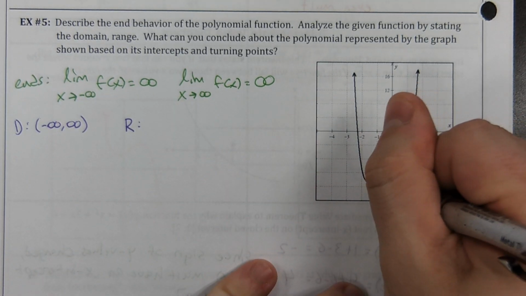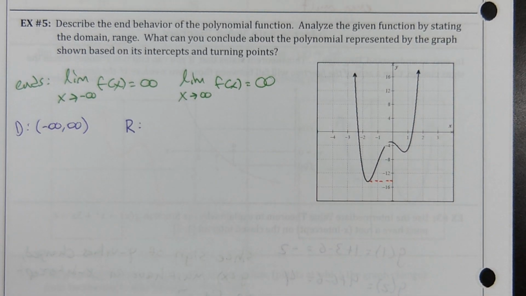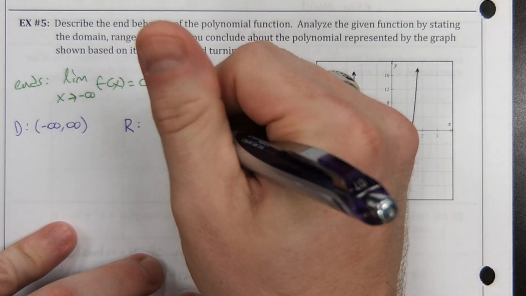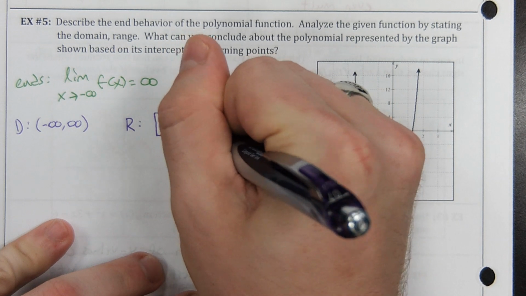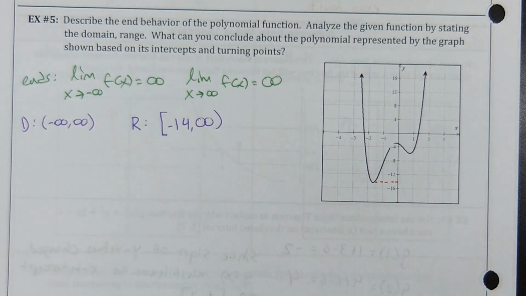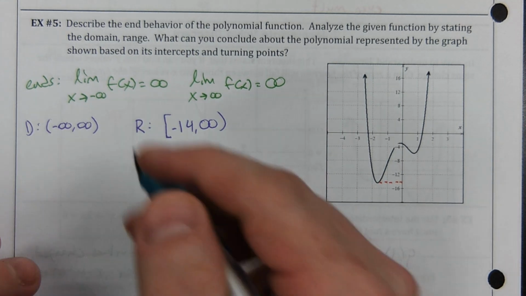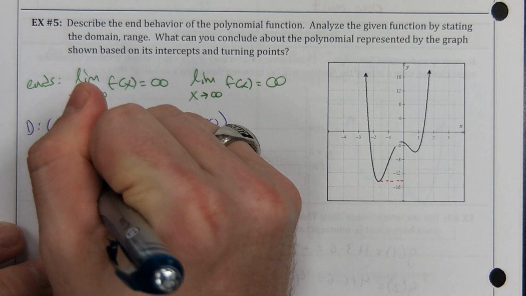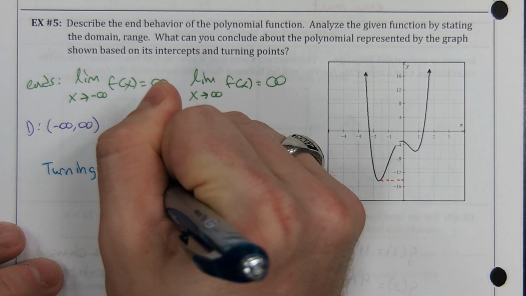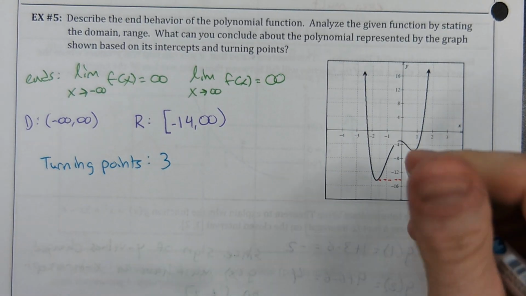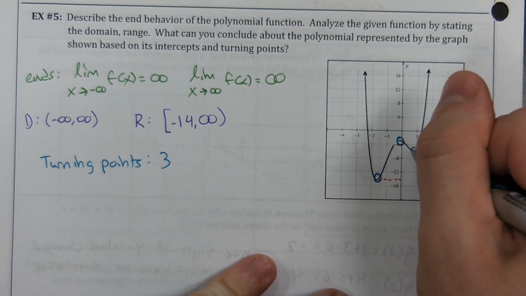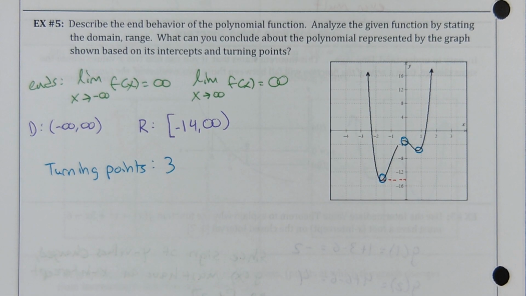Where would you like to say that that y value is? Negative 15? Negative 4? It looks more like negative 14, but sure. Let's go with negative 14. Goes up for all infinity. What's next? How many turning points do we see? Yep. One here, one here, one here. The endings point the same direction, and there are 3 turning points.